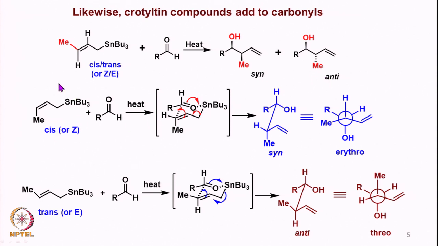How does it happen? For example, if we start with this Z oriented crotyl tin compound and react with aldehyde, then we can expect a transition state of this kind, in which the carbon-carbon bond will form, where the R group is equatorially oriented, and since this double bond is cis oriented, we write the methyl group in this particular position. When this C-C bond forms, you can see that the OH group is pointing below and also the methyl group is pointing below, and therefore this is a syn configured compound, which we can write as a Newman projection like this, which is also called the erythro compound.